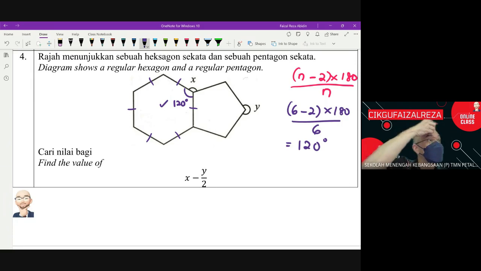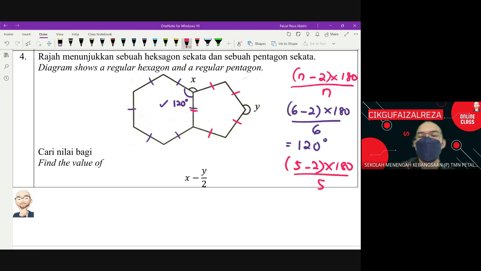Every angle there, the interior angle. Then we are going to find for our pentagon. Here we have how many sides? 5 sides. So you are going to write down 5 minus 2 times 180 divided by 5. Here is 108 degrees.